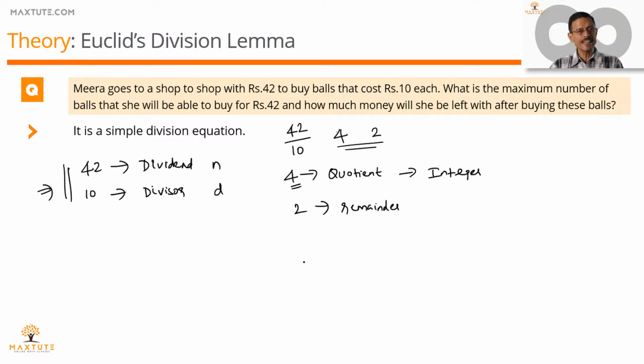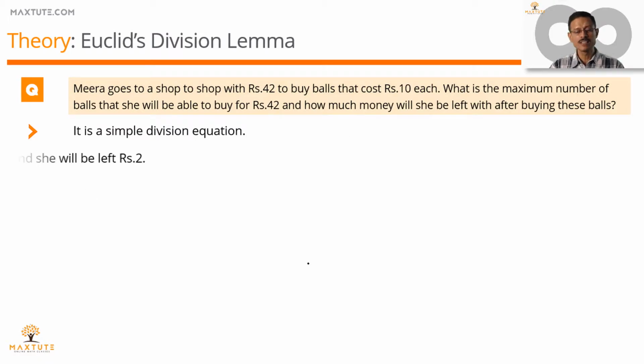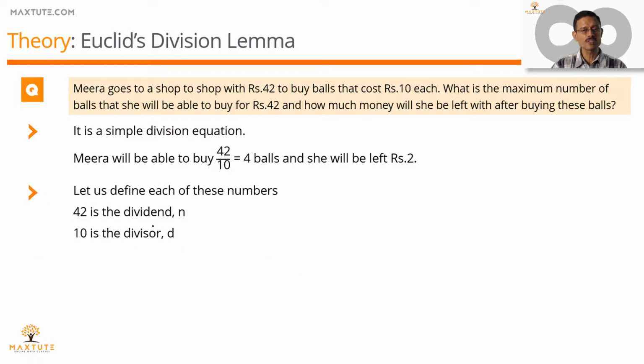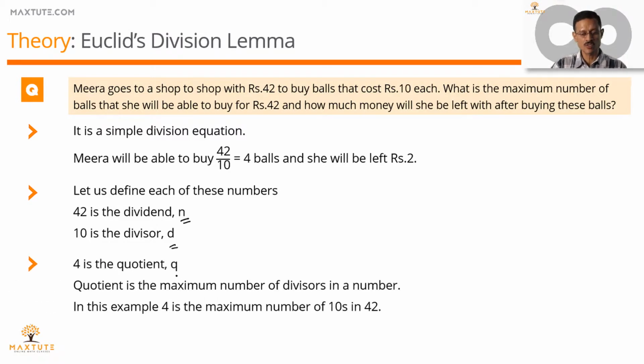Right? Let's quickly recap all these 4 terms in a printed form. This is a division equation. 42 by 10 leaves us with 4 as the quotient and 2 as the remainder. We'll quickly define what these terms are. 42 is the dividend. Let's call it as N. 10 is the divisor. Let's call it as D. 4 is the quotient of this division. Let's call it as Q.